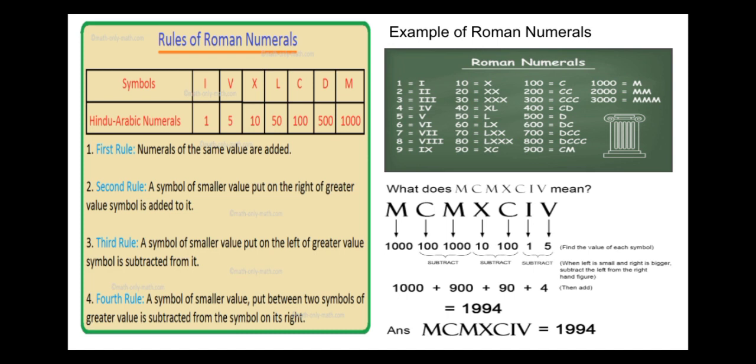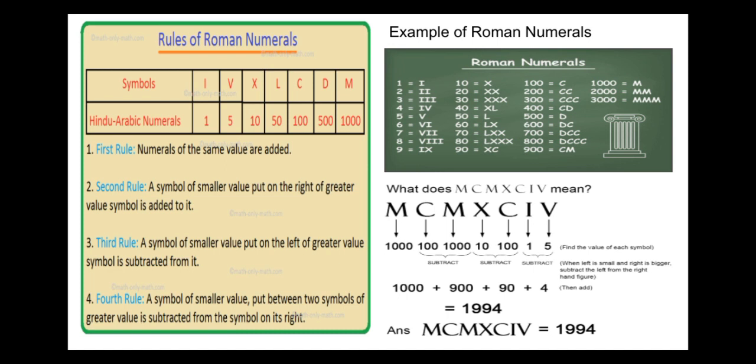Examples of Roman numerals: 1 is the symbol I. 2 is II. 3 is III. 4 is IV. Why is the symbol of 4 IV? V is for 5, I is 1. Subtract the smaller value from the greater value. 5 minus 1 is equal to 4. 5 is equal to V.